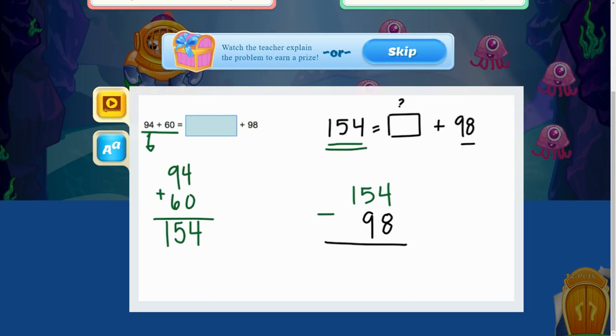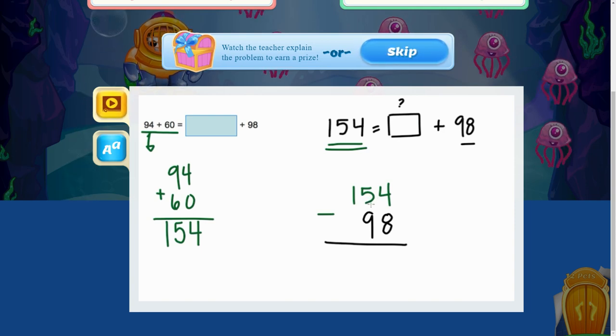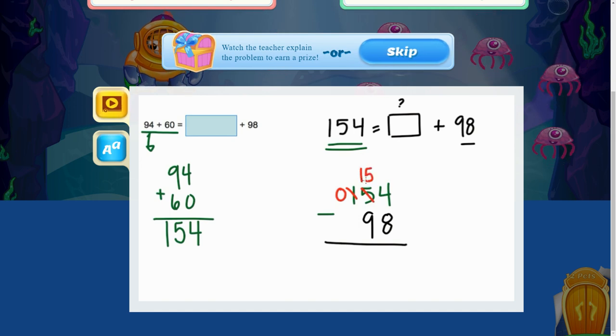And again, even with subtraction, we always start by subtracting our ones place first. So here we have 4 minus 8. 4 is less than 8, so we need to borrow from our tens place. But in our tens place, we have 5 minus 9. So we still can't borrow here because 5 is smaller than 9. So we have to start by borrowing from our hundreds place. So our 1 is going to become a 0. And now that we just borrowed, we can add a 1 here to our tens place. So now we have enough in our tens place to borrow for our ones place.